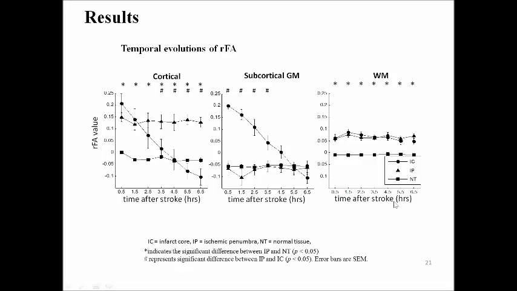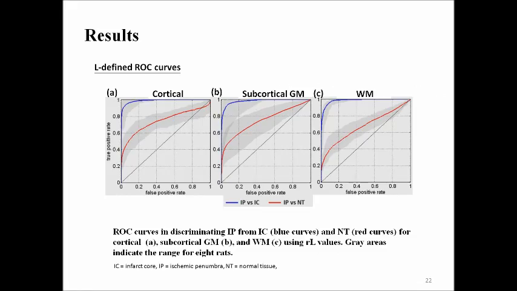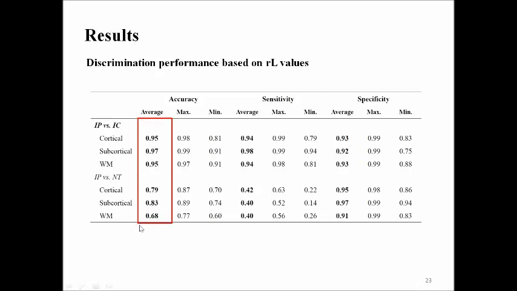On the other hand, the evolution of FA in white matter IC was relatively stable due to the similar decay profiles of RL and RQ. The ROC curves of discriminating IP from IC and NT are shown. The area under the curve of IP versus IC is larger than that of IP versus NT. The overall performance of tissue-specific RL thresholds is listed in this table, which shows excellent discrimination of IP from IC by RL in all tissue subtypes.